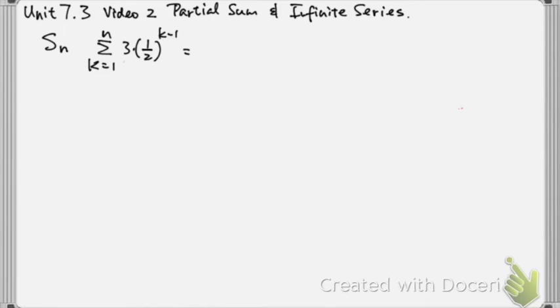Well, when k is equal to 1, 1 minus 1 is 0. So 1/2 to the power of 0 is just 1. 1 times 3 is 3. So that's the first term. The second term, I'm just going to write as 3 times the factor 1/2 raised to the power of 2 minus 1, which is 1/2 raised to the power of 1. And then the next term, 3 times 1/2 raised to the power of 2, plus 3 times 1/2 raised to the power of 3, plus so forth.